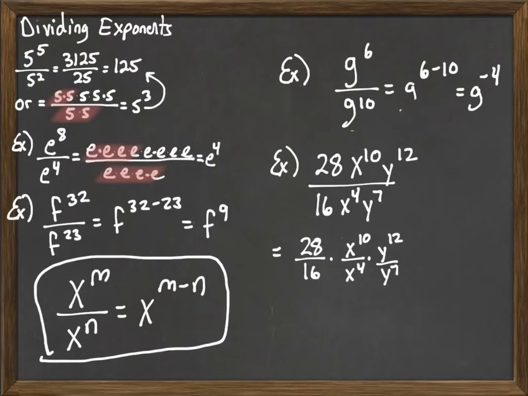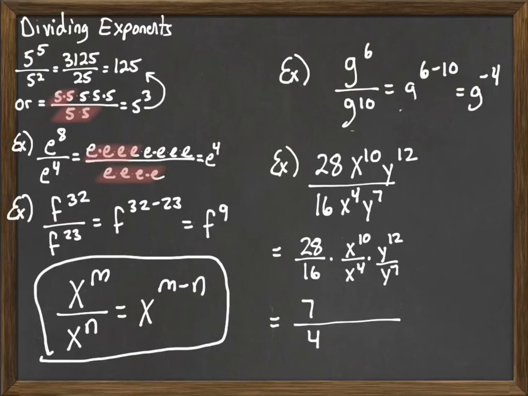28 over 16, that's numbers. So we have to deal with number arithmetic. So we have to simplify the 28 and the 16. And it turns out in the case of 28 and 16 that 4 goes into both of those. 4 goes into 28 7 times. 4 goes into 16 4 times. So the first thing I'm going to say here is I got 7 over 4. 7 on top, 4 on the bottom.